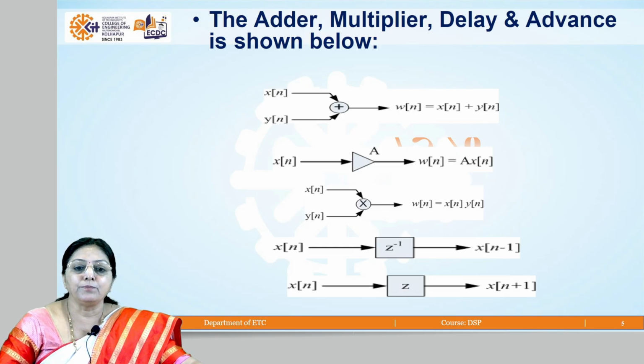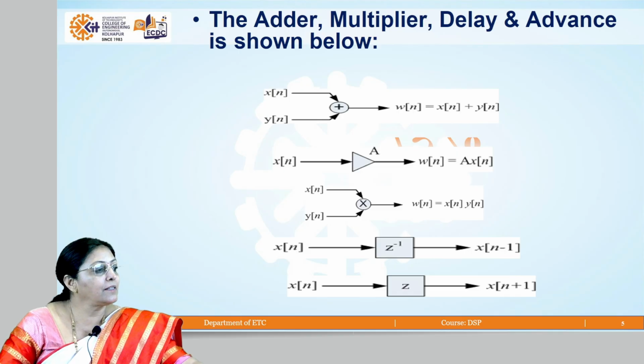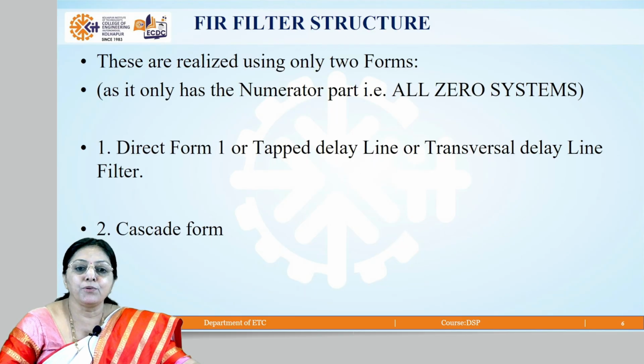Okay. Now the next point is the FIR filter structure. How can we realize the FIR filter structure? For the realization of the FIR filter, there are basically two forms. You already have the reference about the FIR filter from unit number 2, how to design the FIR filter. For the design and practical implementation of an FIR filter, we require the realization of the filter.